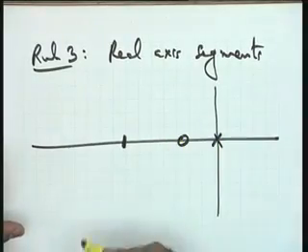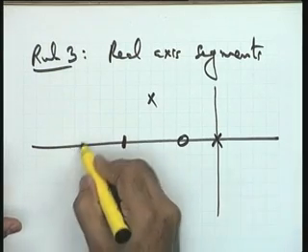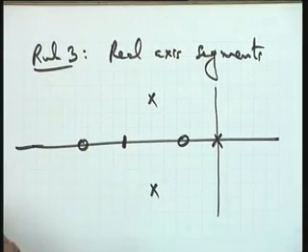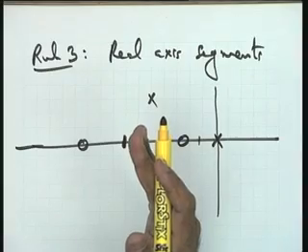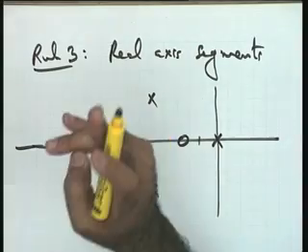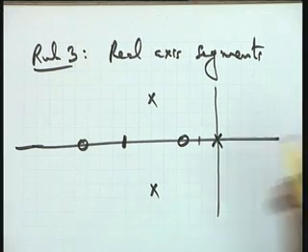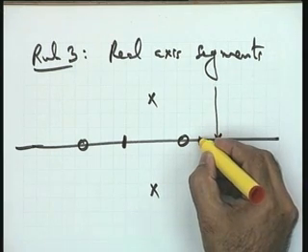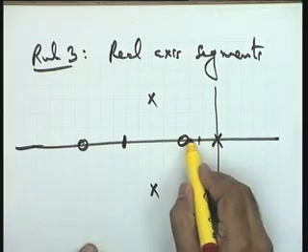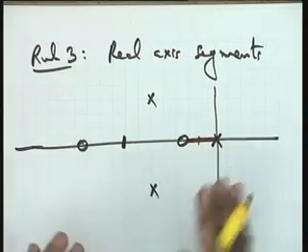Let me repeat it through an example. Let me say that I have an example. There is a pole here, there is a zero here, there is a complex pair here, there is another zero here. Let me take this particular sketch. Now if I consider this point and count the number of real axis open loop poles and zeros to the right of this point, it is odd, and therefore this particular point is a point on the root locus, and hence this total segment is a root locus segment.